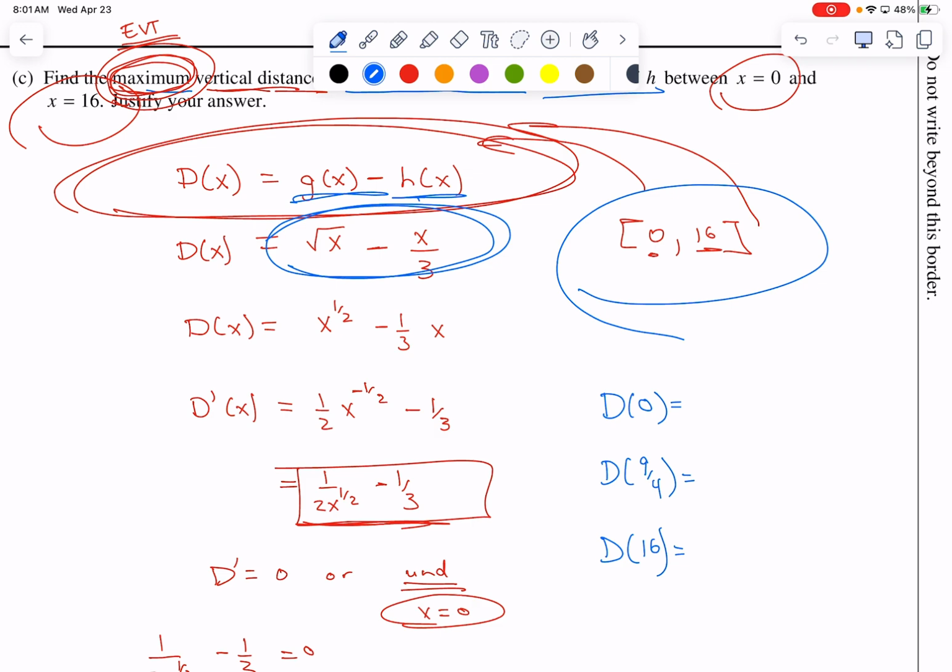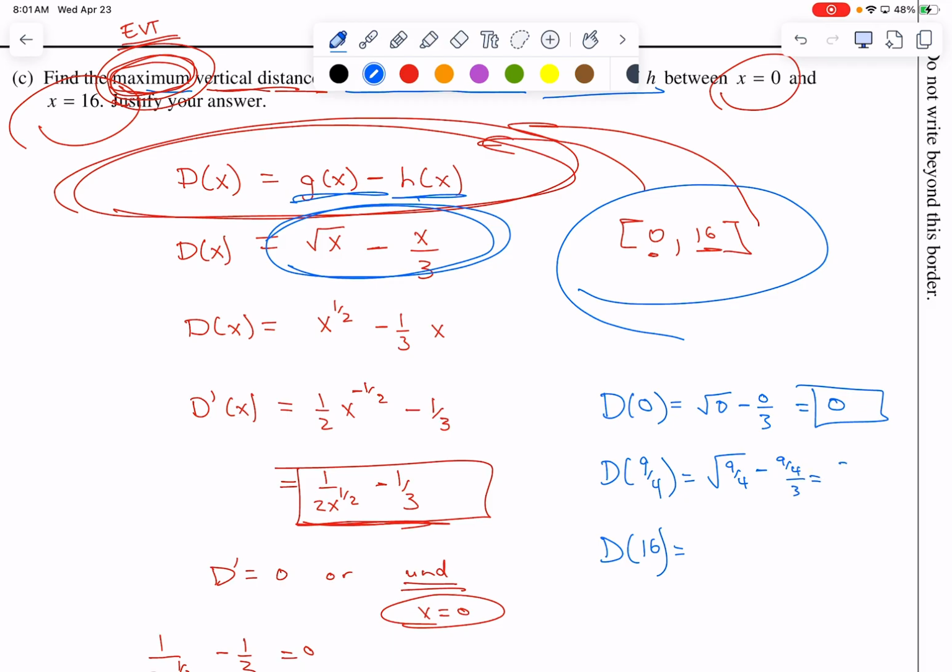Remember when we subtracted the two functions, was that not the vertical distance between them? So I want to figure out when it's at a max vertical distance. So D of 0, that's the square root of 0 minus 0 over 3, which is just going to give me 0. So that's 0. 9/4 is going to be the square root of 9/4 minus 9/4 divided by 3.